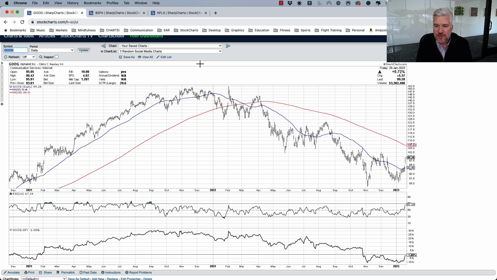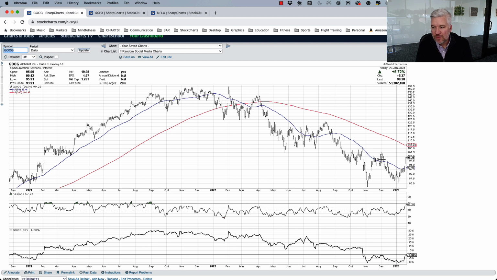Look at how things started to change here in the fourth quarter of 2021, the first quarter of 2022. We started to fail to hold the 50-day moving average. We eventually failed to hold the 200-day moving average. And eventually, we had the dreaded death cross where the 50-day crosses down through the 200-day moving average.